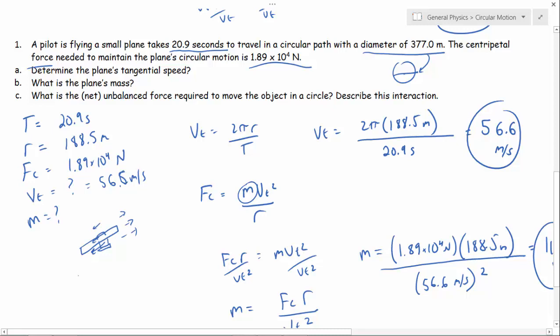So we're going to say this is the air, and this is a drag force, air drag, and we're going to say that the wings push out on the air, and the air pushes in on the wings.